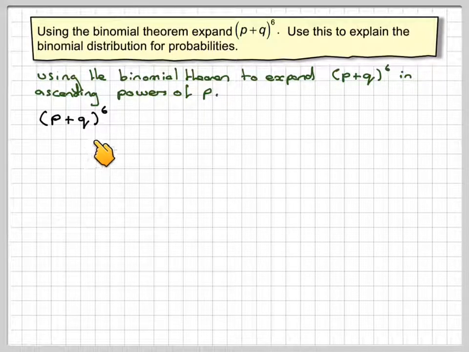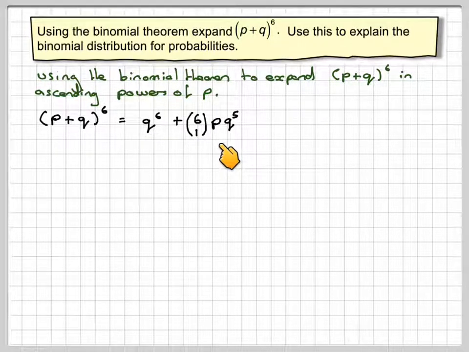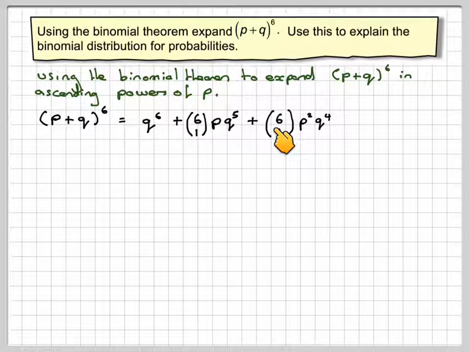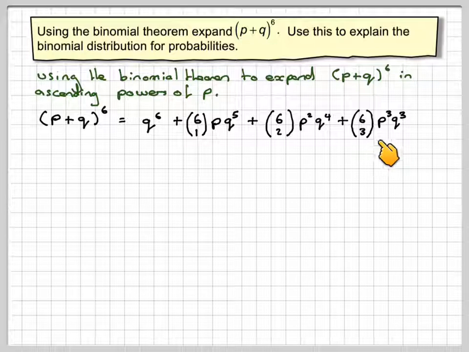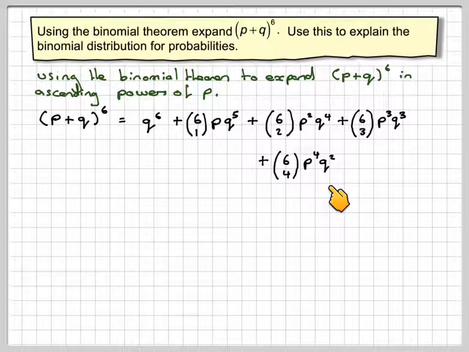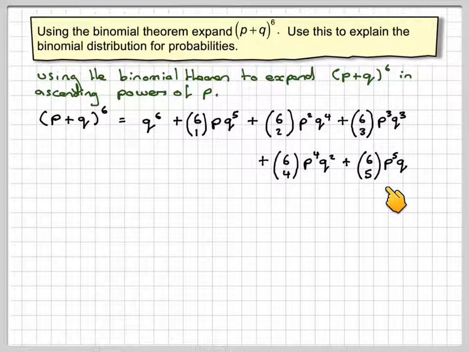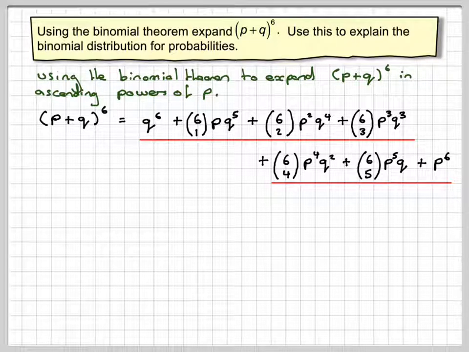So (p + q)^6, using the binomial theorem, is going to be q^6 plus 6C1 p to the 1, q^5, we don't write the 1 in though, plus 6C2 p squared q^4. Maybe pause the video and see if you can write down the remaining terms for yourself. Did you come up with 6C3 p cubed q cubed, 6C4 p^4 q squared, plus 6C5 p^5 q, plus p^6?